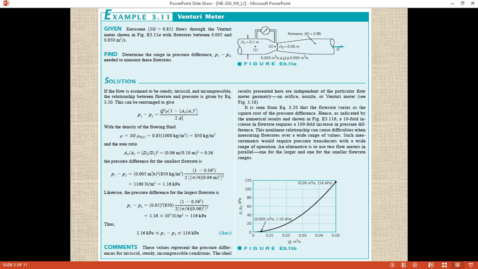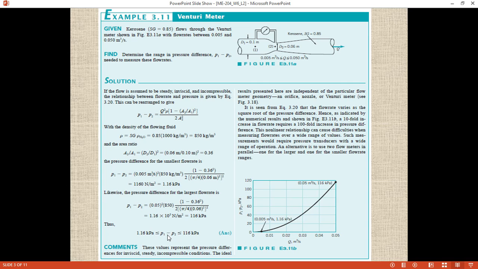So here what is the pressure range to calculate the flow rate range? That is, the pressure difference should be less than 116 kilopascal and should be greater than 1.16 kilopascal, because the flow rate will come within this range. So this is for the minimum flow rate and this is for the maximum flow rate. So for flow rates other than these two values, within this range, the pressure difference must be within this value.